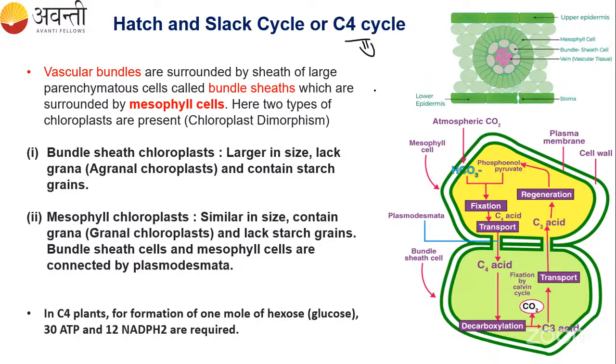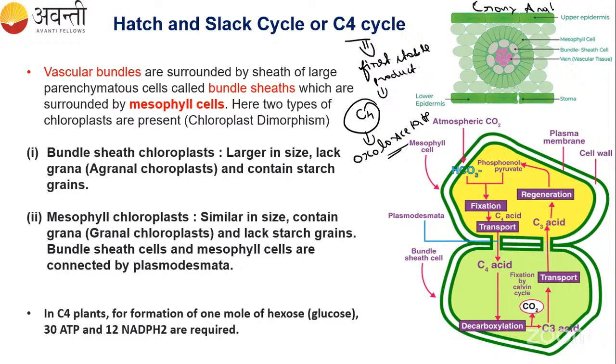Here we call it a C4 cycle because the first stable product is carbon 4, that is nothing but oxaloacetate. That's why it is called the stable compound. Then coming to the Kranz anatomy. All C4 plants have the Kranz anatomy. What do you mean by Kranz anatomy?